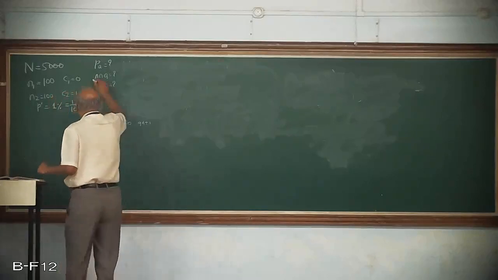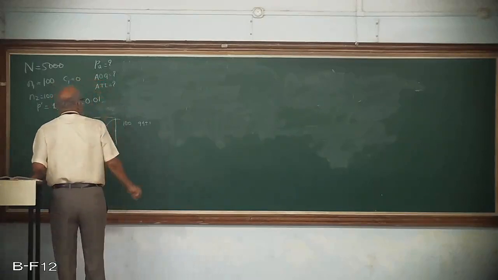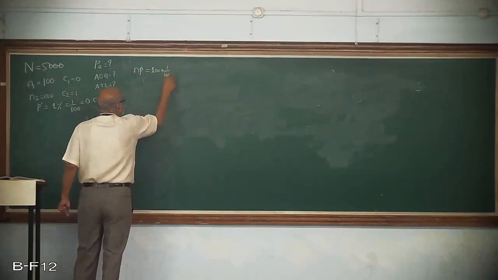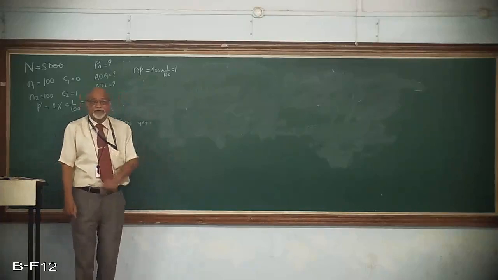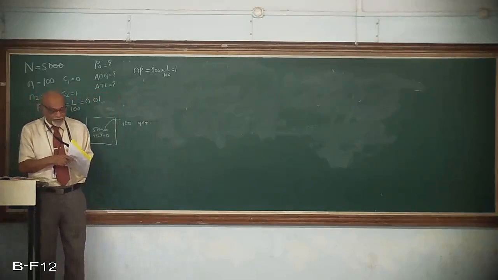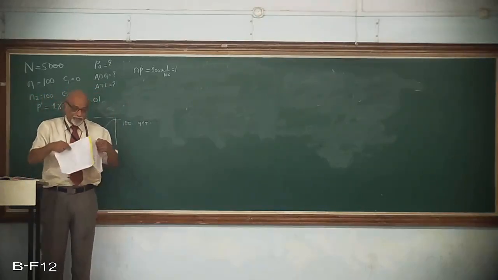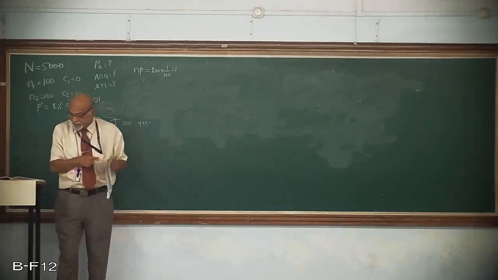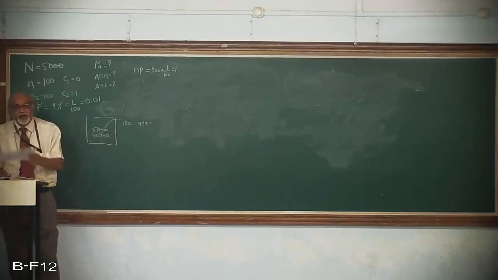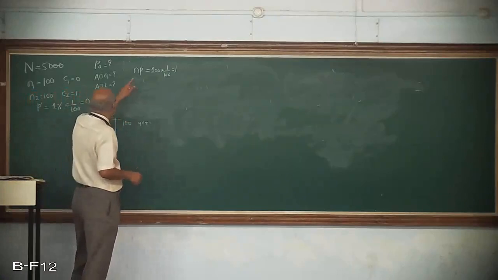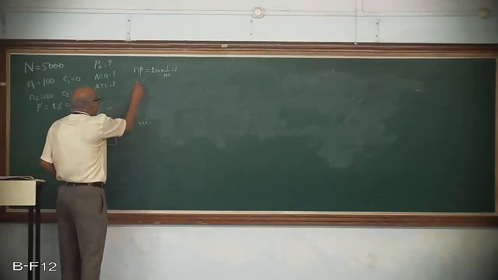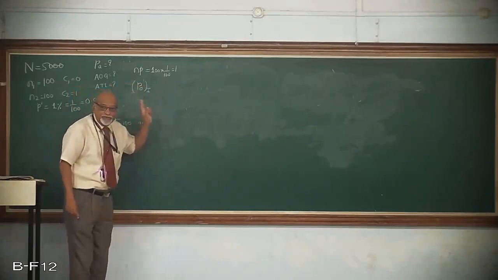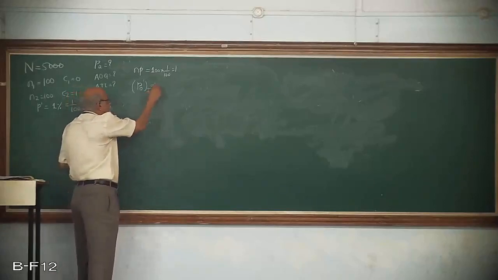Now, for the first sample, N is 100, P is 0.01. So what is the probability of acceptance of this one? We need to refer to the table. NP is equal to 1. I will go and see it says 0.368. That means the probability of acceptance for the first sample, provided the sample contains zero defective, is 0.368.